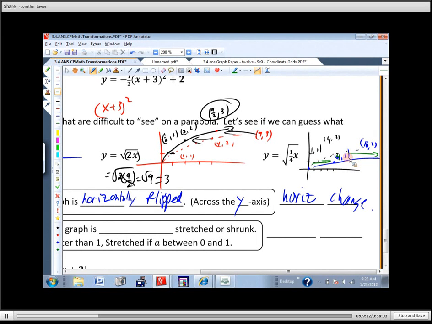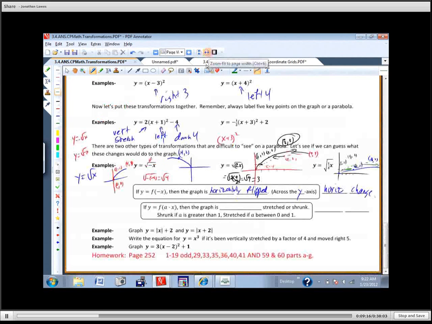Those changes inside there, they're kind of weird. They do the opposite of what you'd think. Okay. So if we multiply by a negative, that's a horizontal flip. And here, if we've got a function that makes a shape that we know, and we multiply the x by a number before the function makes that shape, the graph is horizontally stretched or shrunk. And here's the weird part. Shrunk if it's greater than 1, stretched if it's between 0 and 1.